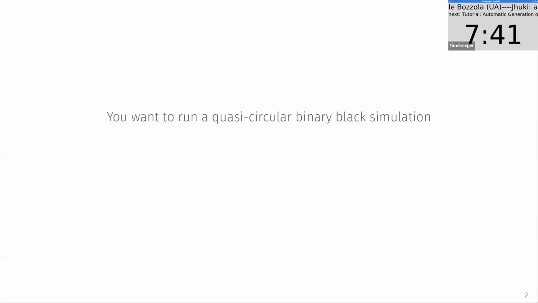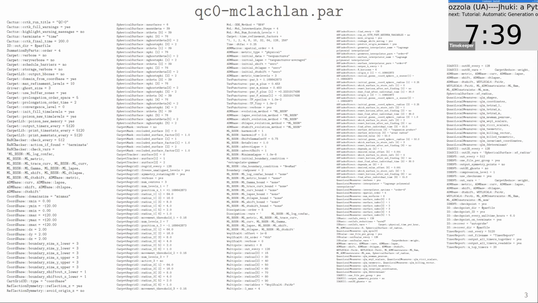Well, you take a parameter file. Let's see, QC0. This is the QC0 parameter file. You're not supposed to be able to read this. It's just a mess. Now, let's suppose that you want to change the orbital parameters of your black hole. Say you want to add spin.